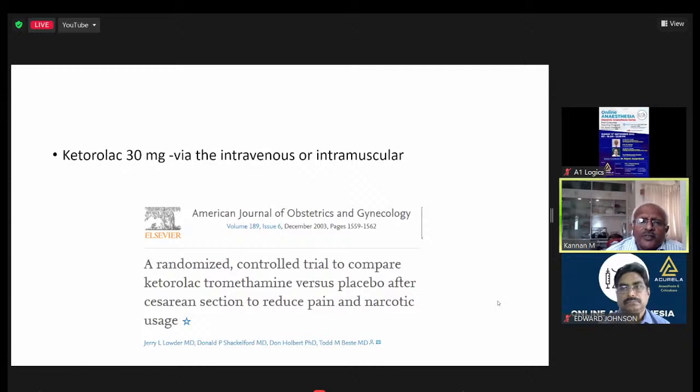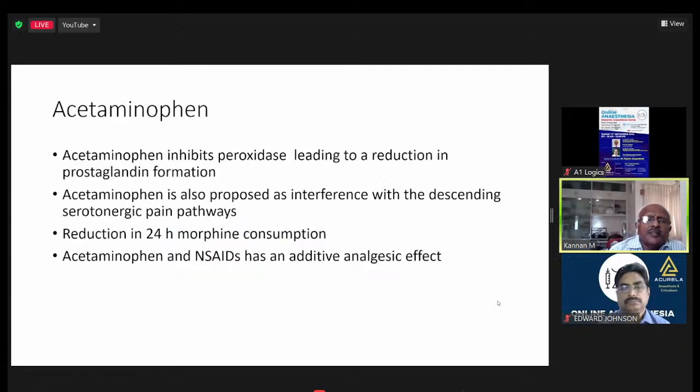Next group of drug we always use now is acetaminophen, that is paracetamol. Paracetamol is supposed to inhibit peroxidase, leading to reduction in prostaglandin formation, and it is also supposed to interfere with the descending serotonergic pathway of pain, and it reduces the 24 hours morphine consumption, up to 20%. Of course, we have to repeat the dose once in 8 hours or 6 hours, depending on the patient condition.